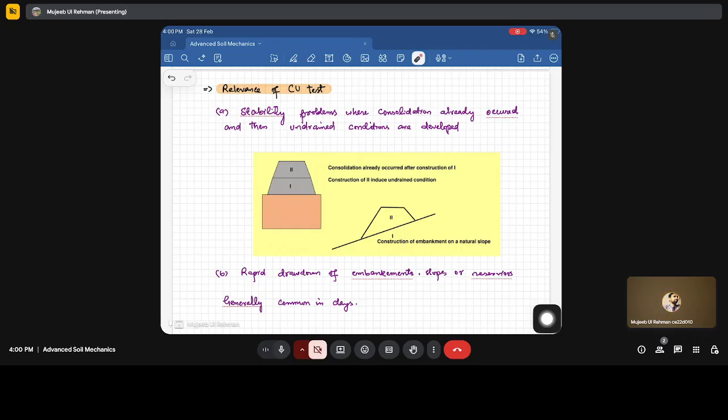This is generally common in clays. Why? Because they are less permeable compared to cohesionless soils, which are freely draining soils. So if the conditions are undrained in those soils, it will take less time for the dissipation of the pore water pressure.